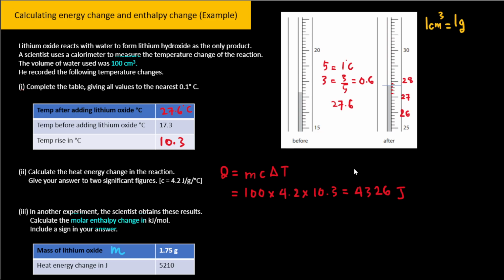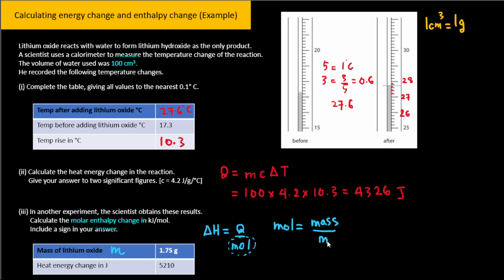Which is delta H. So the formula of delta H is your Q over your mole, right? Your Q is already given here, which is the heat energy change in joules, 5,210. So we need to find out what your mole is. You're simply going to find mole from your mass. So mole of lithium oxide would simply be the mass given to you divided by the molar mass.